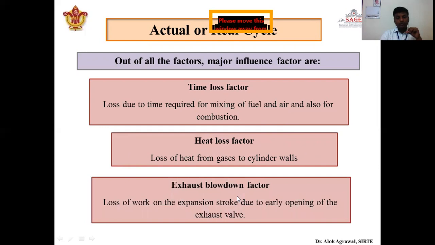And the last one is the exhaust blowdown factor. We have seen in the valve timing diagram that the valve opens before the piston completes its power stroke. Because of that early opening of the exhaust valve, there is a loss in expansion. Expansion stroke work will be reduced. Whatever work is transmitted from the gas to the piston will reduce, because we have opened the exhaust valve and some energy starts moving out of the combustion chamber before the power stroke ends. So these are the three major factors, the time loss factor, heat loss factor, and exhaust blowdown factor, that differentiate the actual cycle from the ideal cycle.